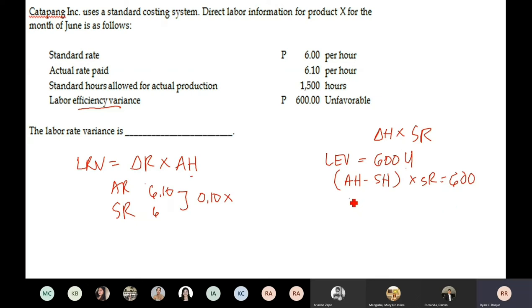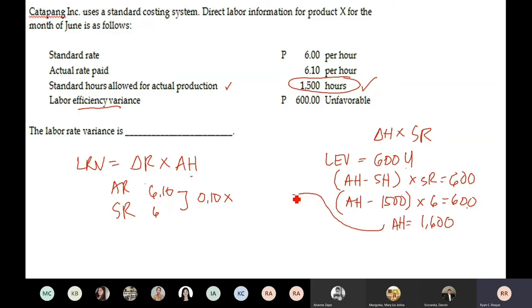Ano ba yung actual hours natin? Yun po yung nawawala. So, actual hours minus, ano yung standard hours natin? May binigay dito na 1,500. Okay? Multiply natin ang standard rate natin na 6, and that is equal to 600. So, ilipat po yung 6, 100. So, actual hours is equal to 1,600 hours. Okay? So, alam mo na to, substitute na natin dito. So, times 1,600, the answer is 160.